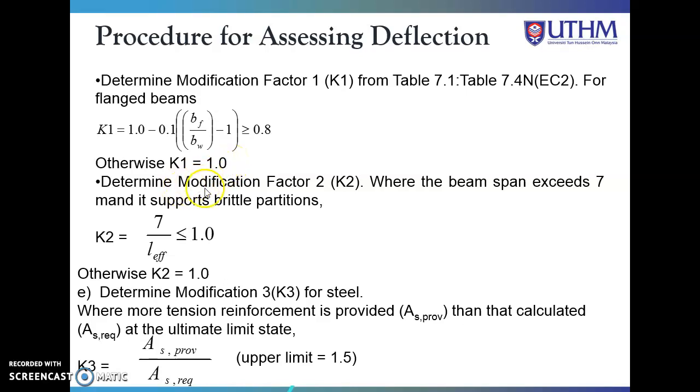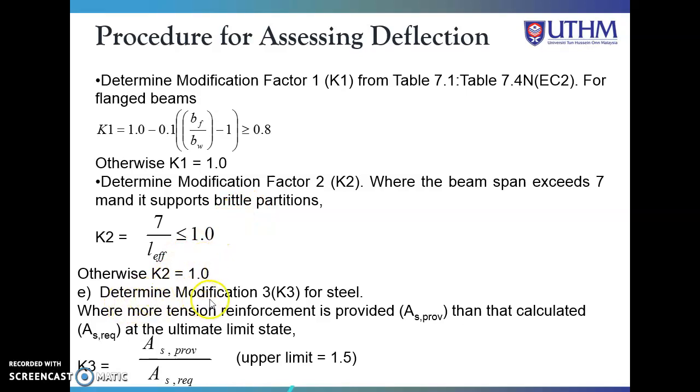Okay. So, the next step is, we need to calculate the modification factor 2, K2, when the beam span exceeds 7 meters. So, when the beam span exceeds 7 meters, we need to calculate the value of K2 by using this equation. So, otherwise, K2 is 1.